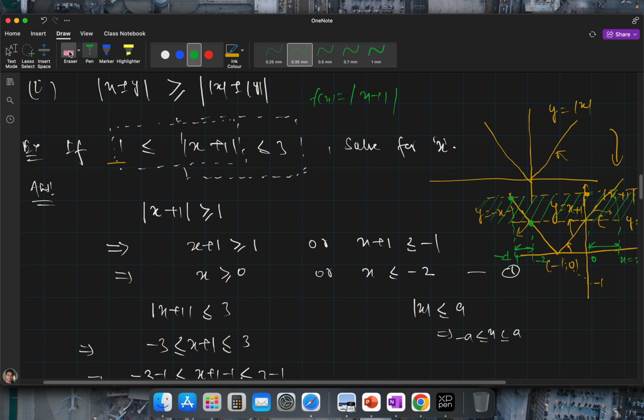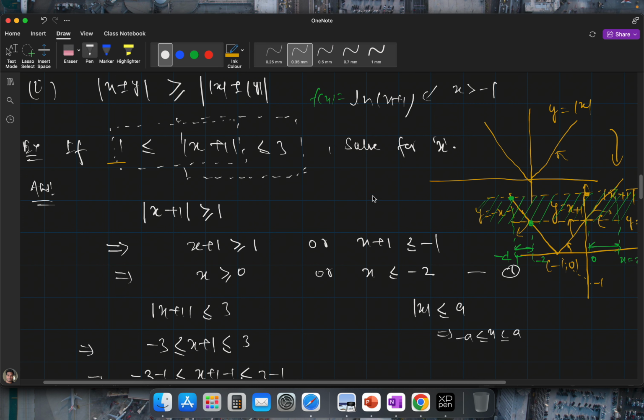Now suppose it was ln of x plus 1, then you can see that the domain should always be x greater than -1.